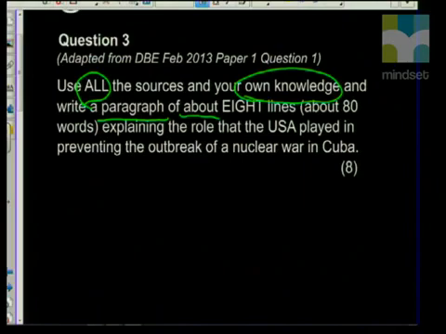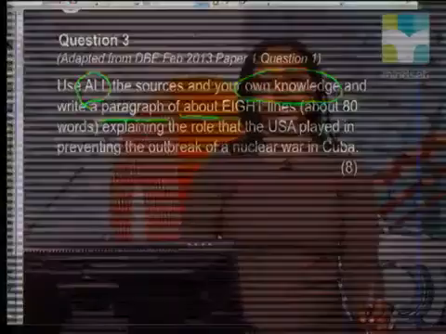Now, a lot of kids waste time counting words. Don't stress about that. As long as you can see that what I've written can fit in plus minus 10 lines, okay, then you'll be fine.